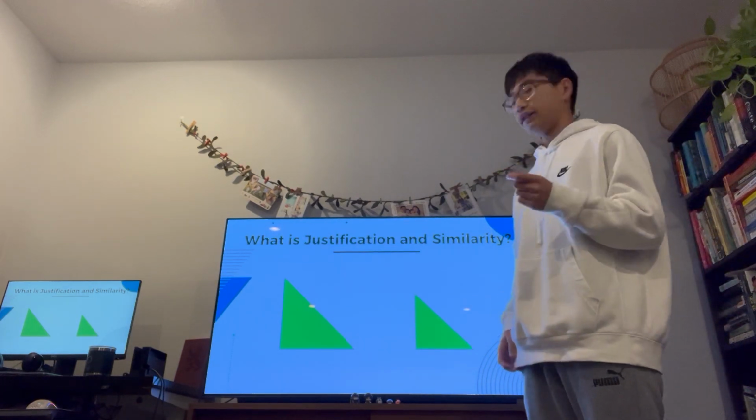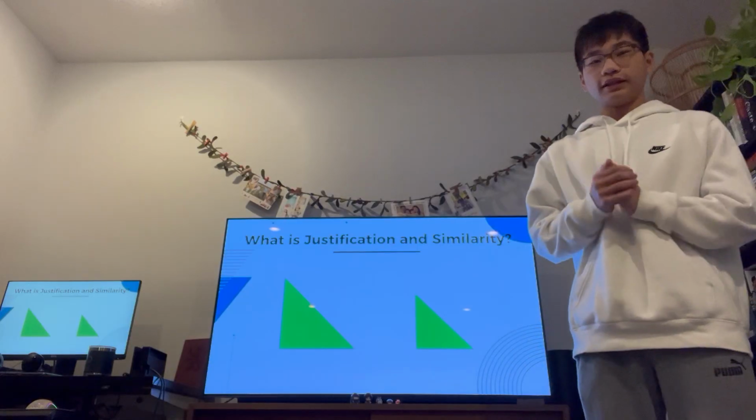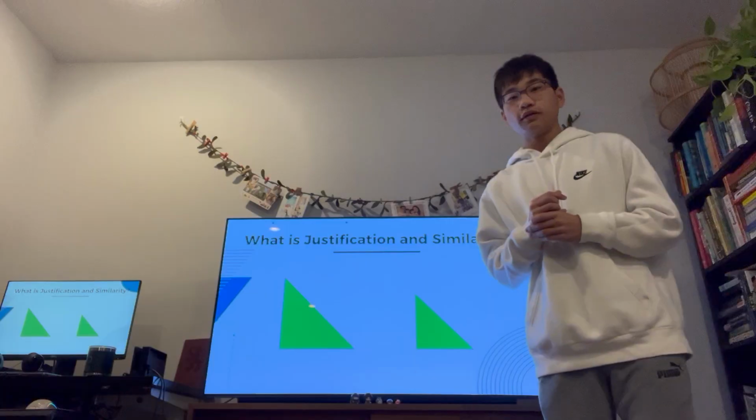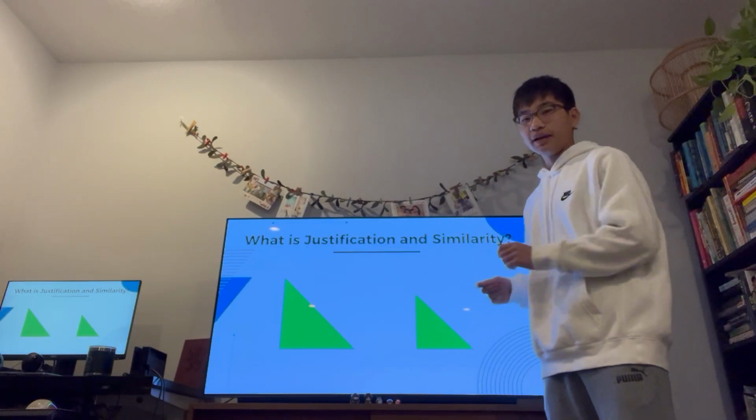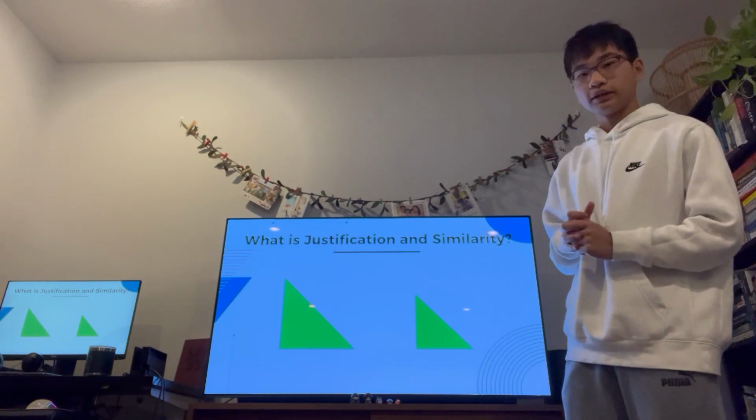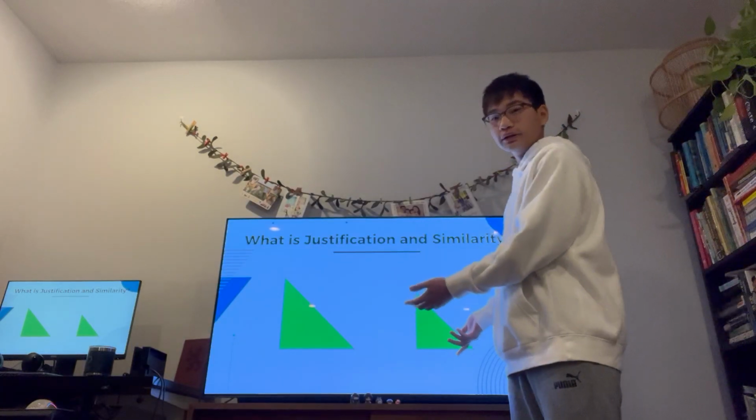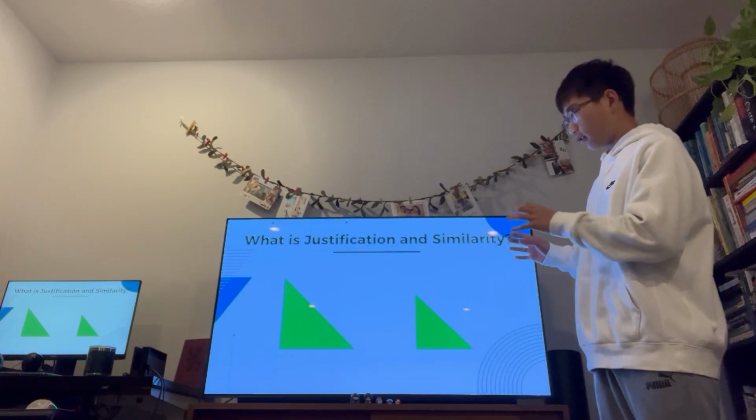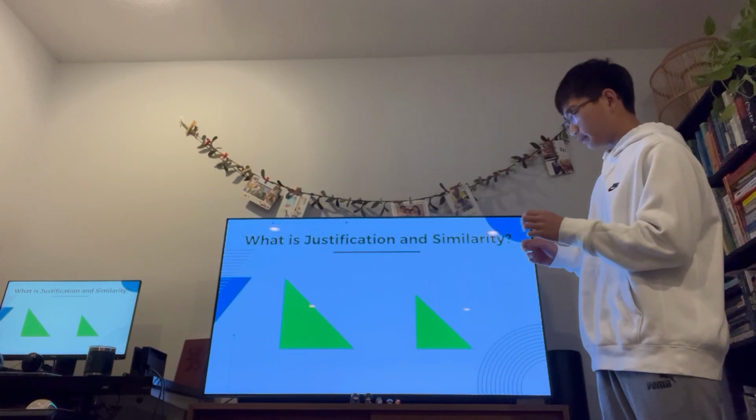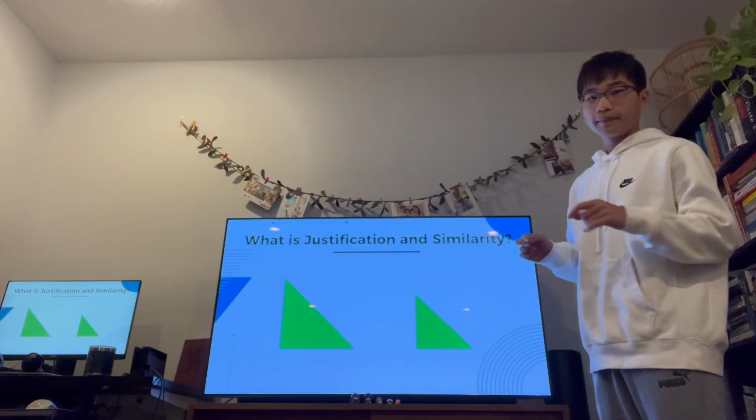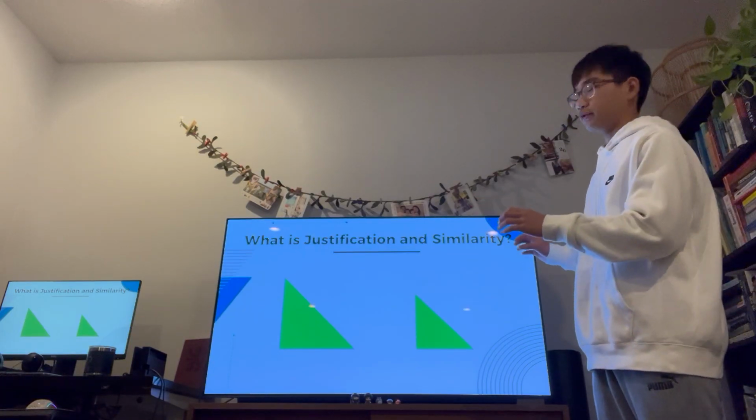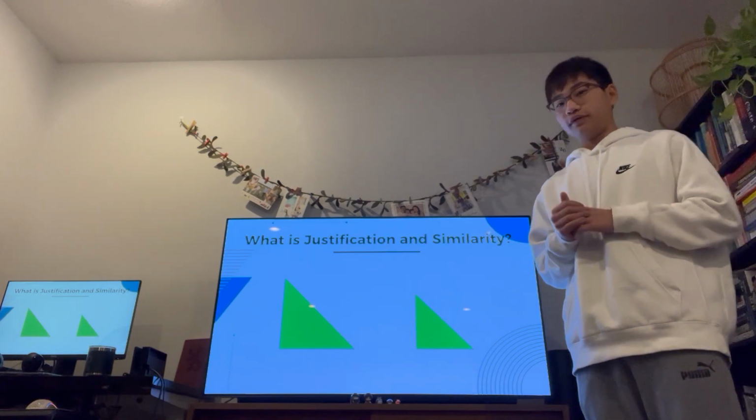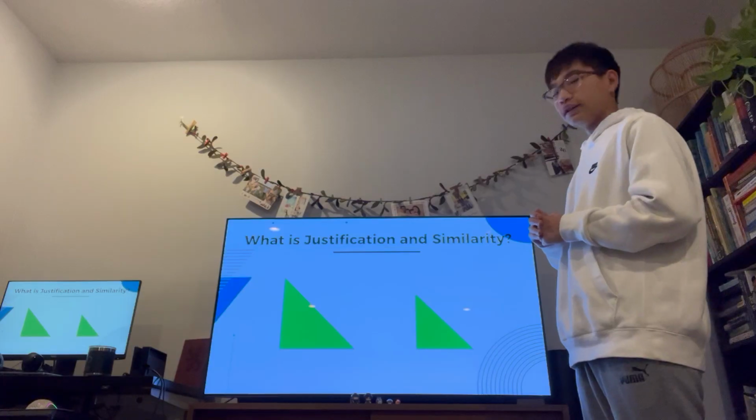So we have to define what justification and similarity are first in geometry. Similarity is basically when two figures have the same shape but not necessarily the same size. So we could see in this model here that these two shapes are both right triangles with the same overall shape, but one is bigger and one smaller. So these two are similar. And justification is how we can prove these two shapes are similar.